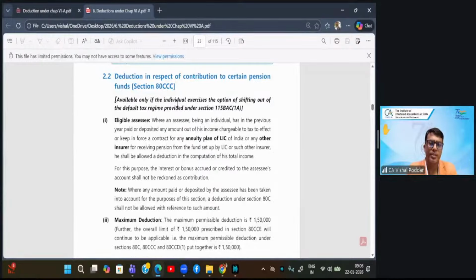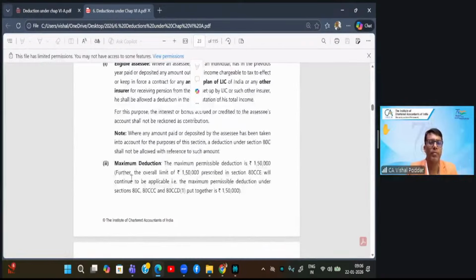Now in 80CCC, you have a pension plan which is set up either by Life Insurance Corporation or by any other approved insurer. Whatever premium you are paying, that premium is eligible for deduction. Again, as in 80C, the deduction is restricted here only to an individual. Here HUF is also not covered. Resident is not a condition, so the person may be resident or non-resident. Most important, here again the limit is 150. Now interestingly, when we read 80C, the limit was 150. When we are reading 80CCC, the limit is 150. When we will study 80CCD, the limit is 150 again.